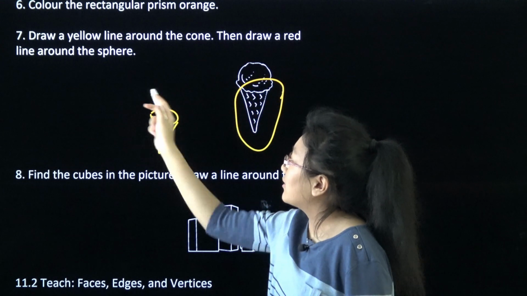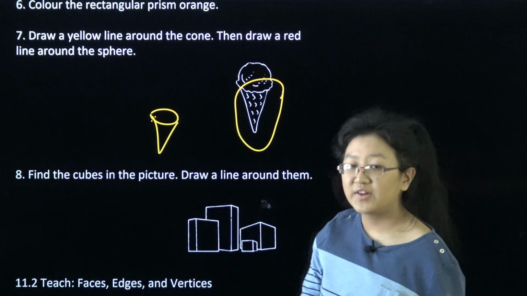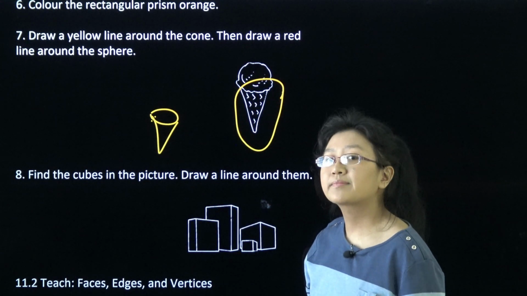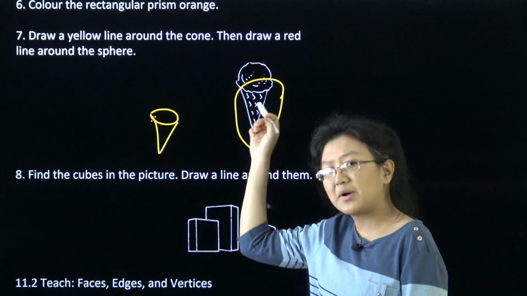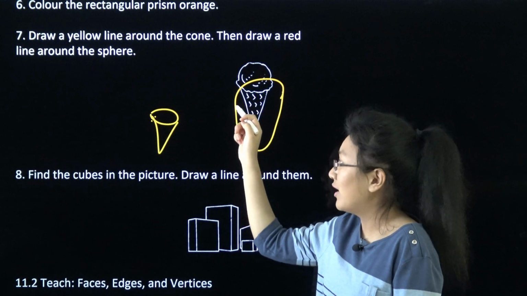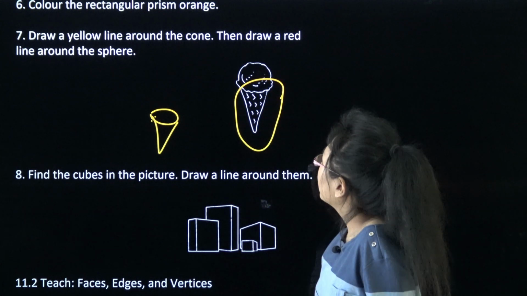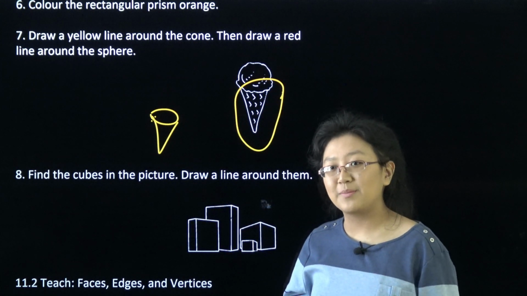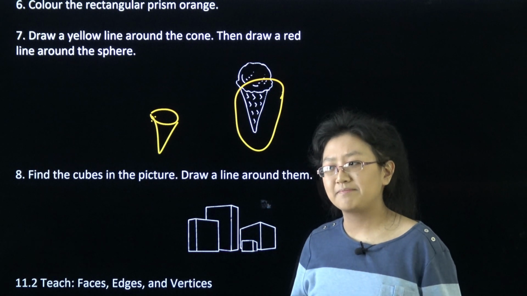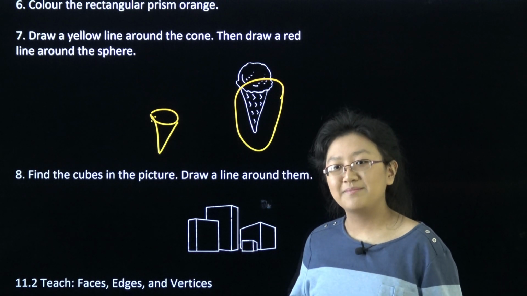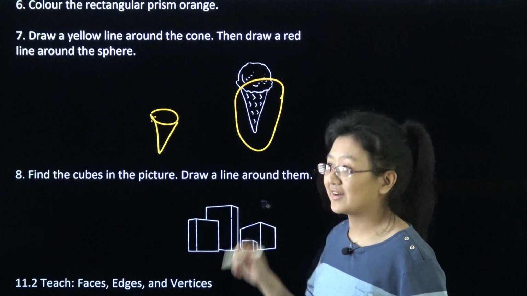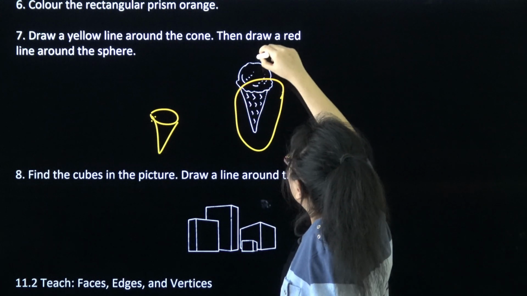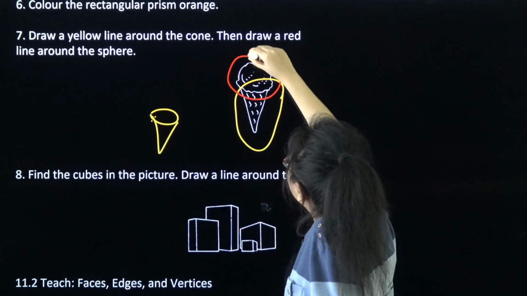Then draw a red line around the sphere. Spheres are like balls. They're circular. So which part of this drawing of an ice cream cone looks circular? It's the ice cream part. If you've ever used an ice cream scoop and scooped out ice cream from a bucket, tub of ice cream, you know the feeling. You know that they are spheres. So, let's draw a red line around the sphere.